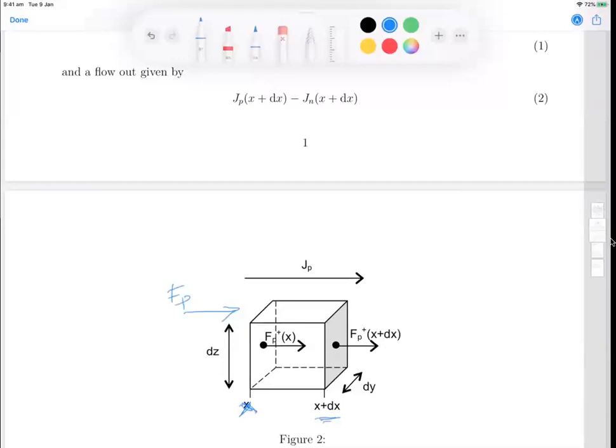So we have a flux of holes coming from the left, and we call that F of P at X. And then we have a flux of holes coming out of our box at X plus dx. And if there's a difference between these two fluxes, then there must be either charge created, or in this case, holes created or destroyed within the box. And they get created by generation and they get destroyed by recombination.